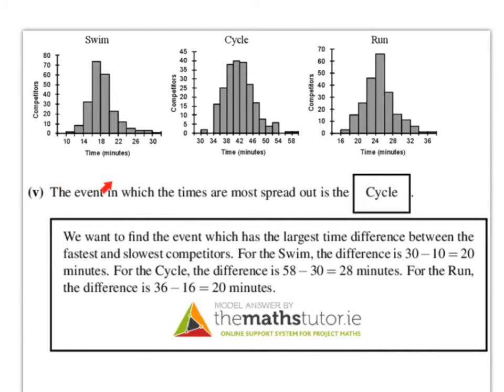5. The event in which the times are most spread out is the cycle. We want to find the event which has the largest time difference between the fastest and slowest competitors. For the swim, the difference is 30 minus 10, which is 20.